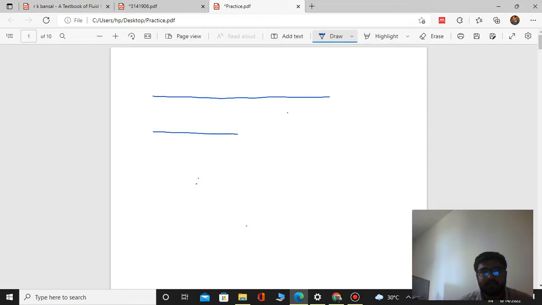So for that you will have to take here one pipeline. So let us assume here we have one pipeline, and in the pipeline you will have to assume this section. Here we have one of the sections, so here you will have to take this section. Now let us take this point as 1 and let us take this point as 2. Clear? So here we can see flow is taking place.